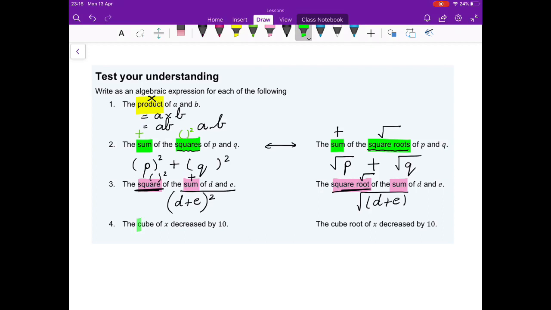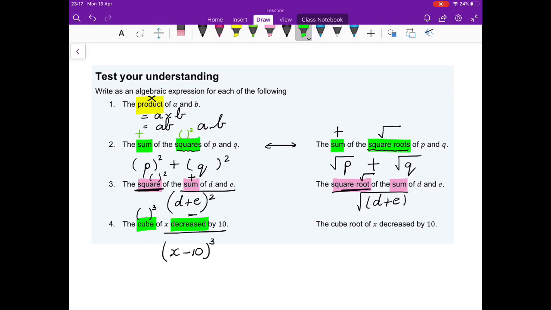Let's look at the last one. The cube of X decreased. So highlight your keywords first. Change them to mathematical symbols. Cube is written like that. Decreased means minus. So the cube of X decreased by 10. So X decreased by 10, and then we are going to cube that answer.